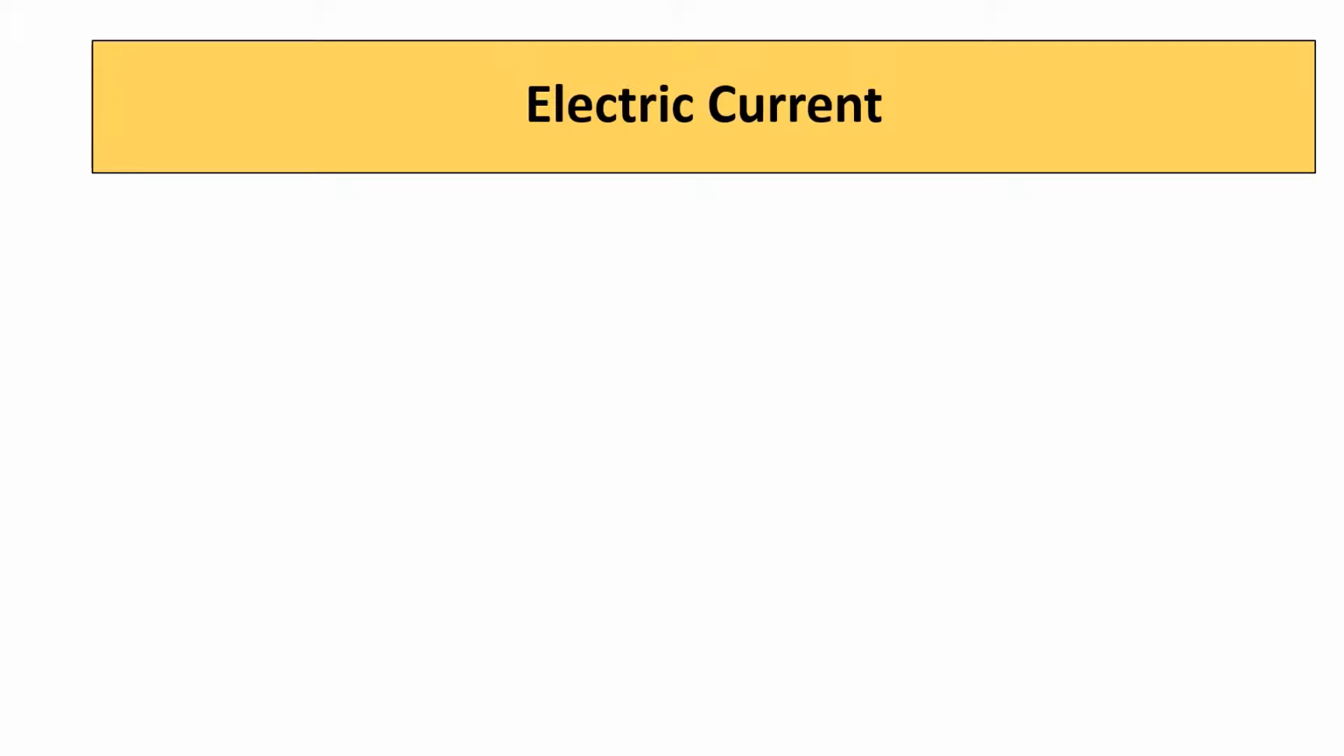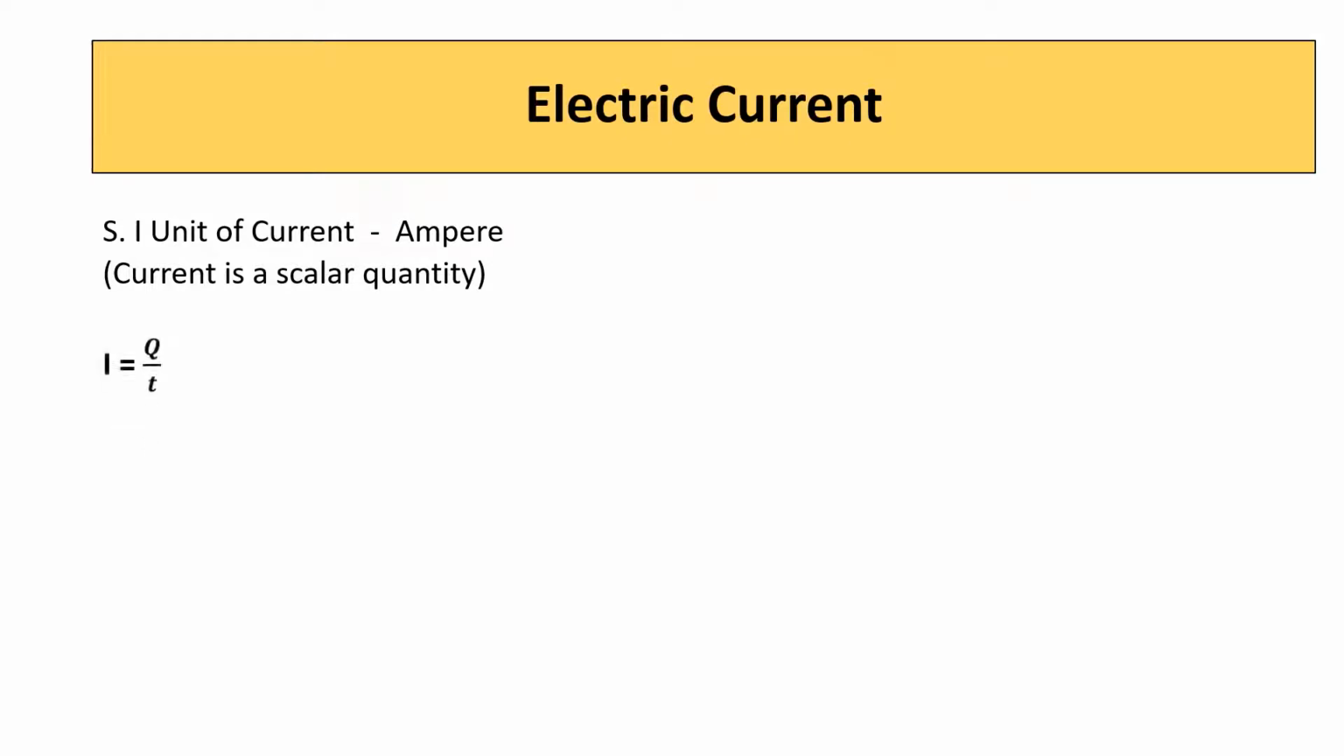Electric current I is equal to Q by T, where Q is the electric charge, which is a scalar quantity. Therefore, electric current is also a scalar quantity. In the expression I is equal to Q by T, Q is measured using the coulombs and I, electric current, is measured using the amperes, represented by capital A. SI unit of current is ampere and current is a scalar quantity.